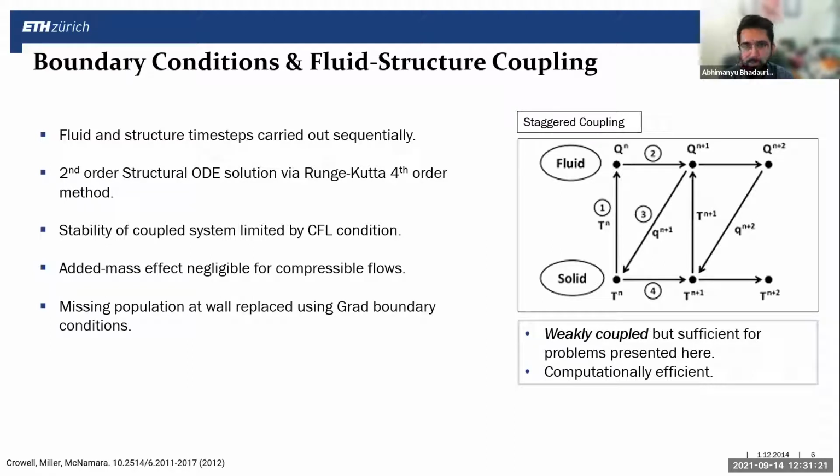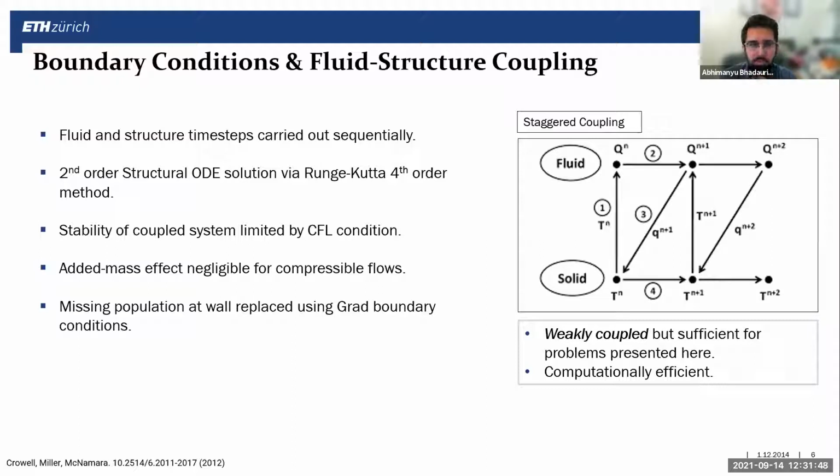However, for compressible flows, it's been noticed in literature that it's directly proportional to the time step that is used. And in our case, we experience no such problems. So that's something that we have also found is not a problem for us. For the wall boundary conditions, we use Grad boundary conditions, where we only replace the populations that are missing at the wall.